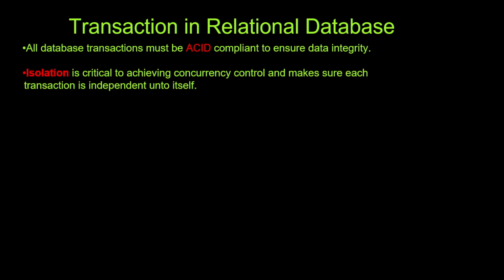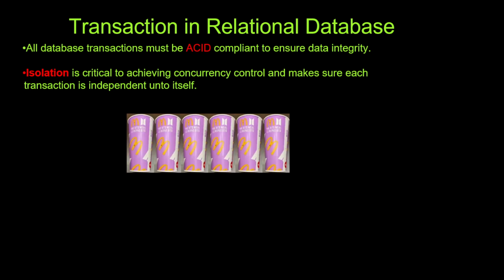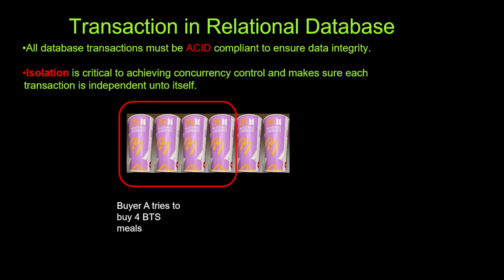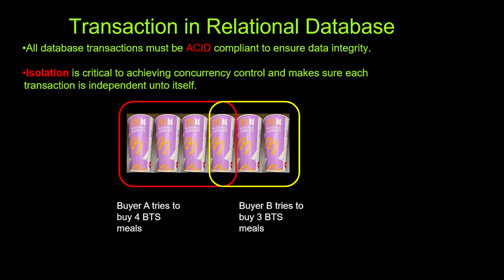All right. Next, you have isolation. This is to make sure each transaction is independent on its own. I'll give you an example. Recently, there was a BTS meal at McDonald's. Let's say you want to buy the meals, and there are 6 meals left. User A tries to buy 4 BTS meals, and user B tries to buy 3 BTS meals at the same time. If it's at the same time, there will be an issue. Because if you let both transactions go through, you will end up having to sell 7 meals which you don't have.